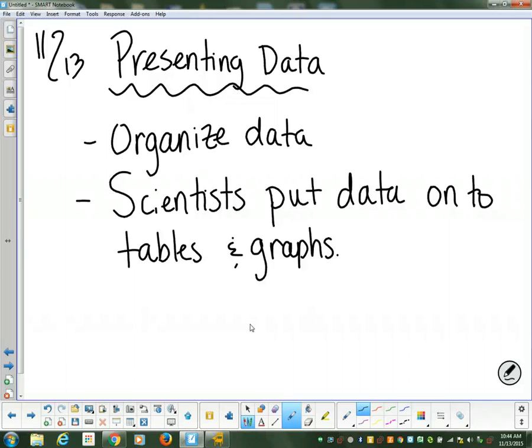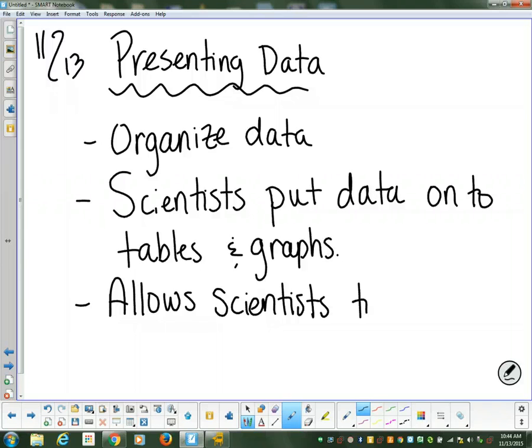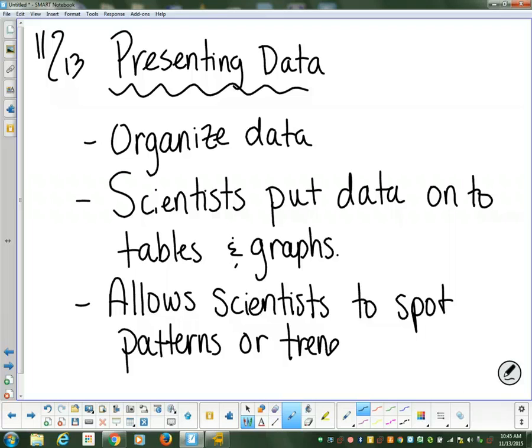Now, another reason why we do that is because it allows scientists to spot patterns or trends. Okay, so one of the reasons why we graph things is because it allows us to be able to see any type of pattern or trend. And you saw some of that when you were doing your graphing of the M&Ms.